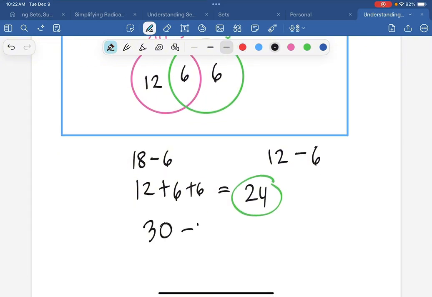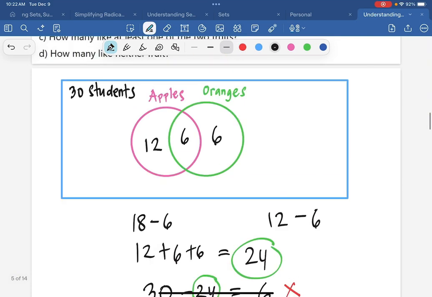30 minus 24. Again, remember that these 24 students like fruits. That means 30 minus 24 is 6. That means there are 6 students who don't like any of the fruits mentioned. So that means that would stay outside as our complement.